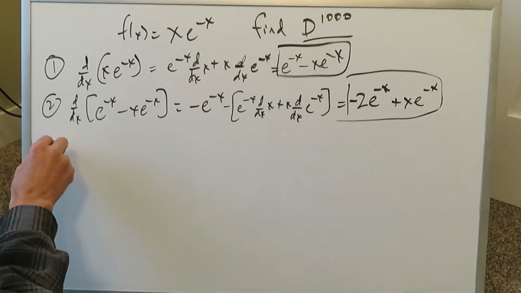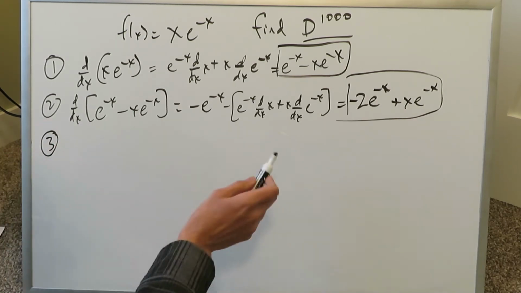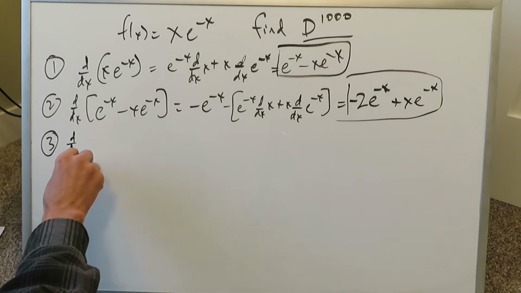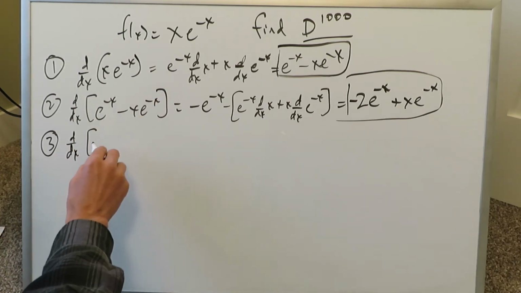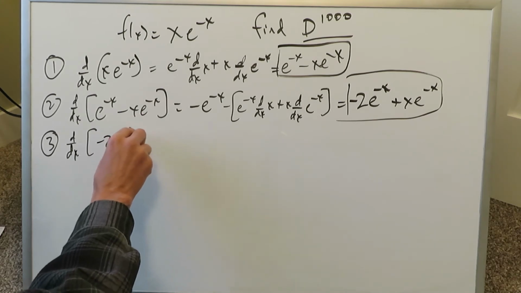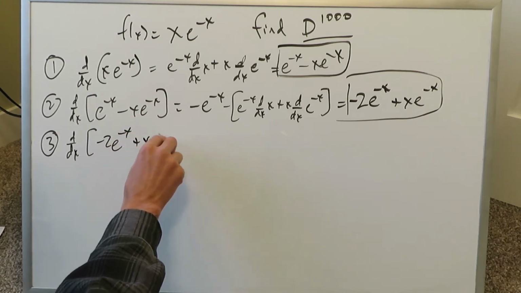Now we're doing derivative number 3, the third step, and we're doing the derivative of what we see over there. I believe when we have 4 done, we can easily extrapolate that 1000th. We have minus 2e to the minus x plus x e to the minus x.